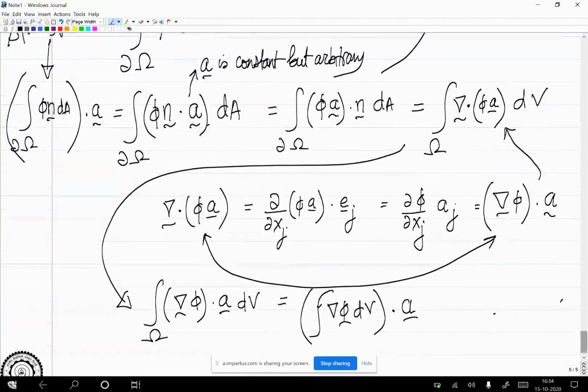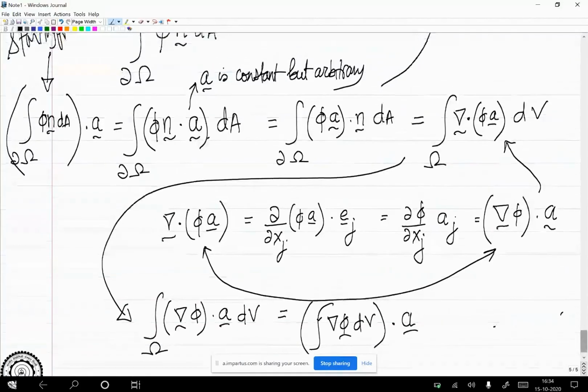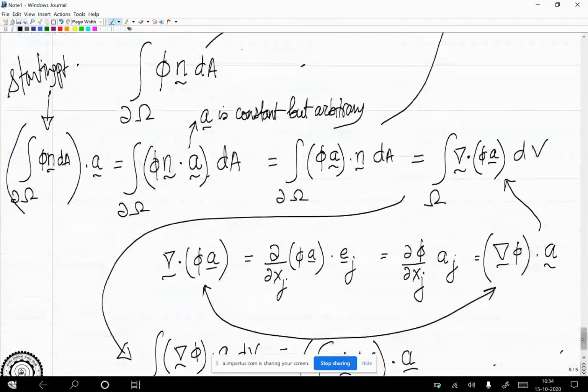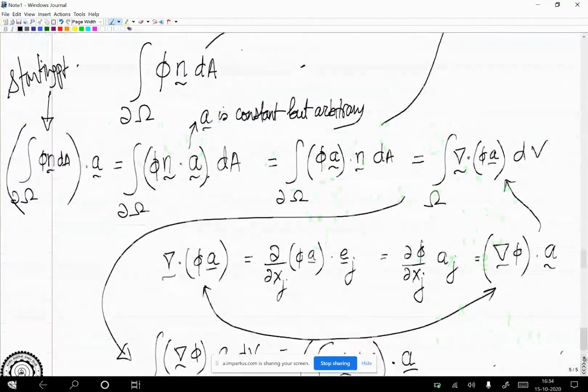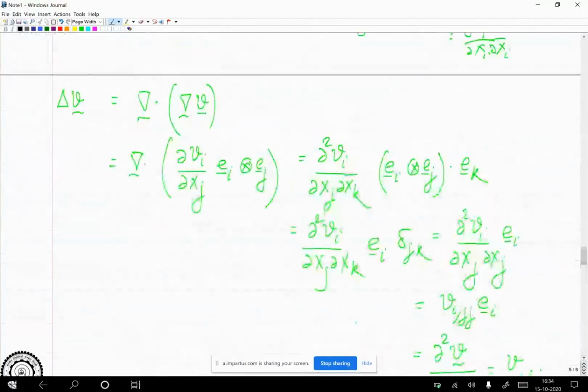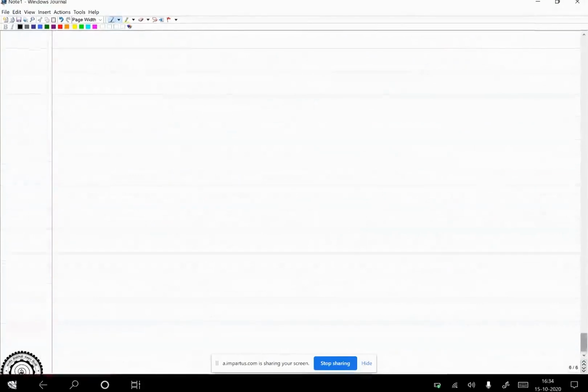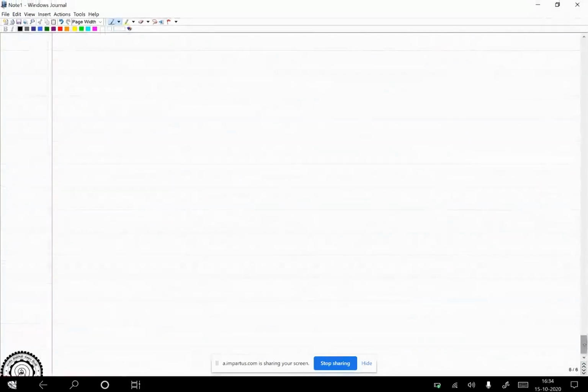Okay, and now you see in this entire step A was arbitrary, right? Sorry, I'm not able to go down for some reason. What's happening? Okay, there's some problem.